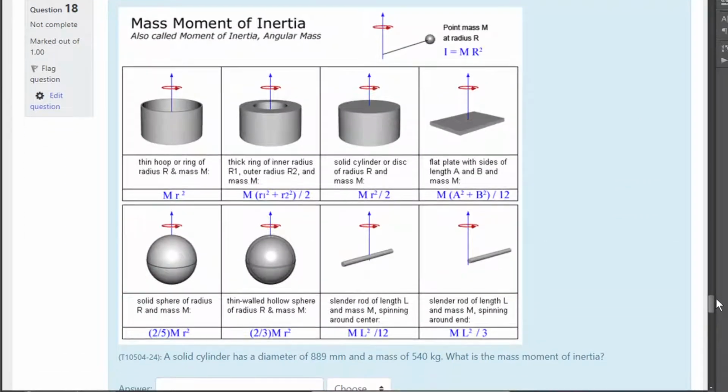Now we're doing a mass moment of inertia calculation here. We've got a solid cylinder, so that'll be this equation here. We're looking at box number 3, and it has a diameter of 889 and a mass of 540. So the equation is I equals mr squared divided by 2. The mass is 540.